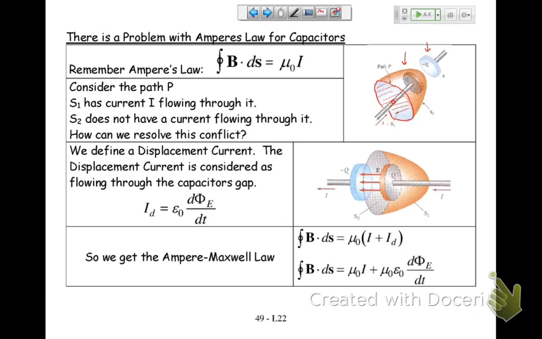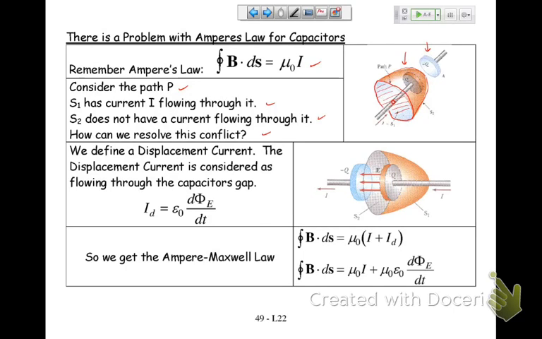But there was nothing that said that has to be a taut membrane. So I could define a skin, if you like, as going in the gap, in which case there's no current flowing through that bit. So I get two seemingly inconsistent answers, based on how I look at it. Remember, Ampere's law says, consider path P. So path P is that guy round there. S1 has current flowing through it. This is this surface. S2 does not have current flowing through it because I warped it. How can we resolve this conflict?